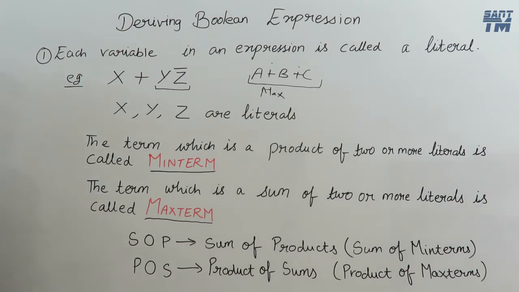Based on minterm and maxterm, there are two terms, SOP and POS. SOP stands for sum of products. What are products? Minterms only. We can also say sum of minterms. And POS, product of sums. What are sums? Maxterms. Product of maxterms. So these were the basic definitions. I hope it is clear to you.